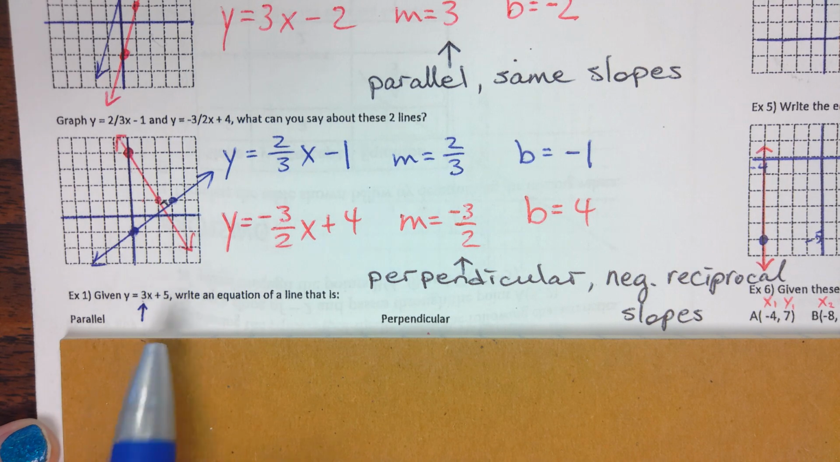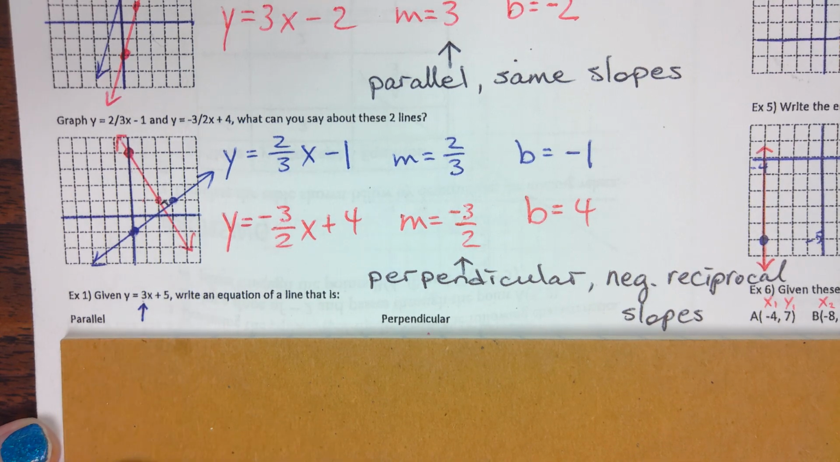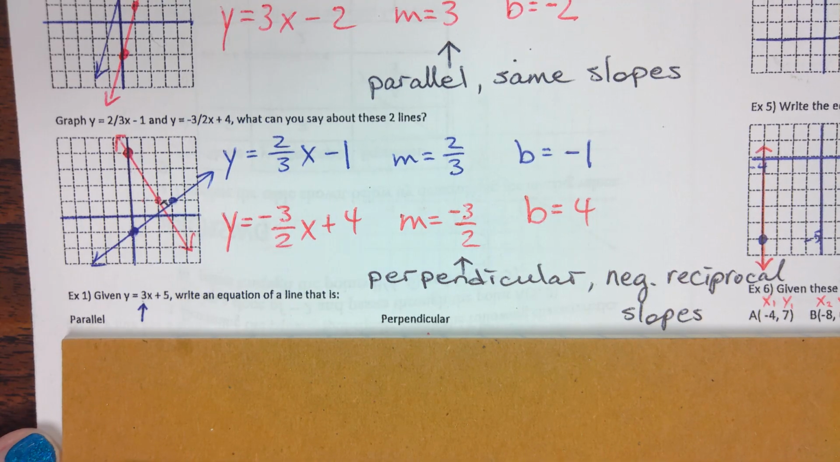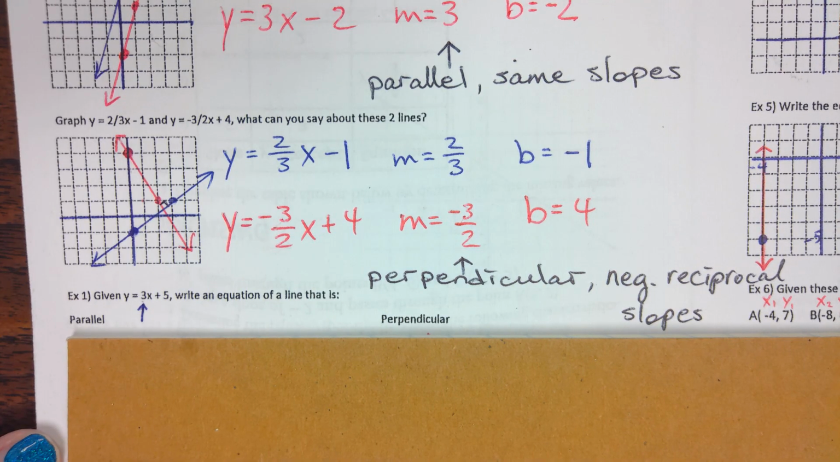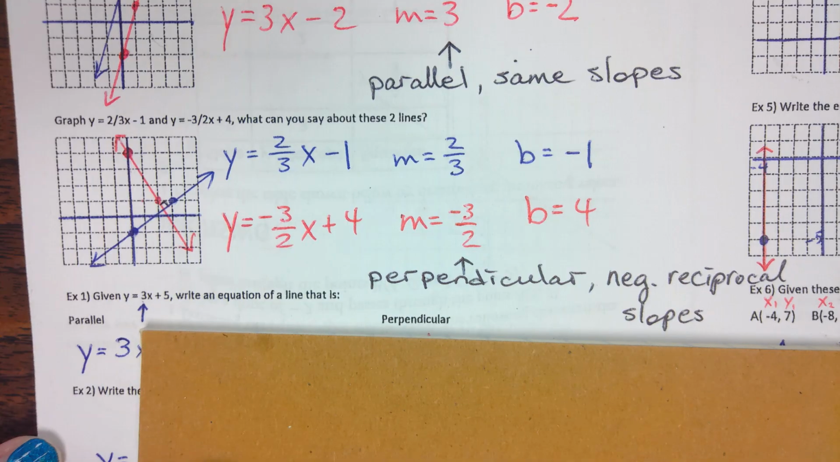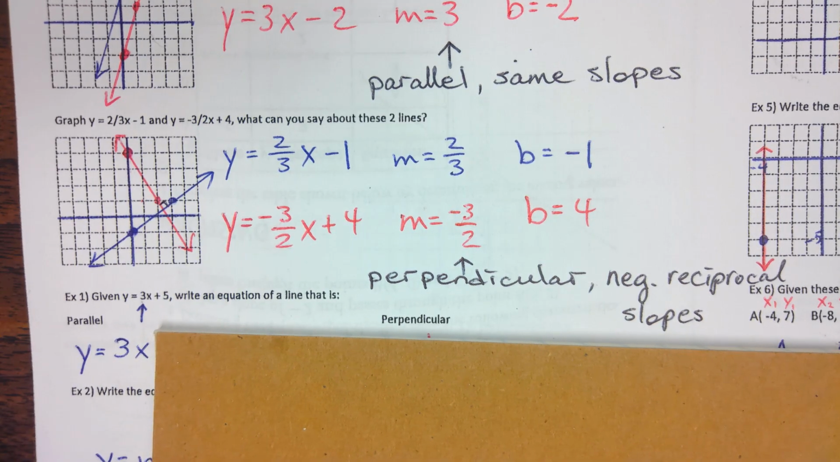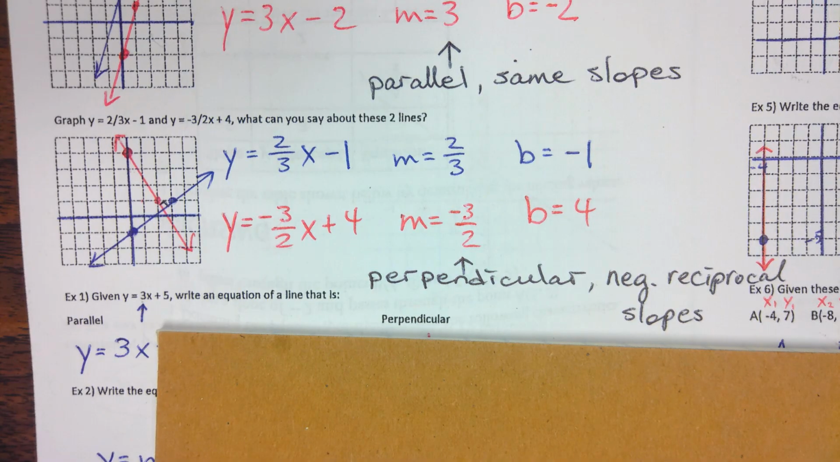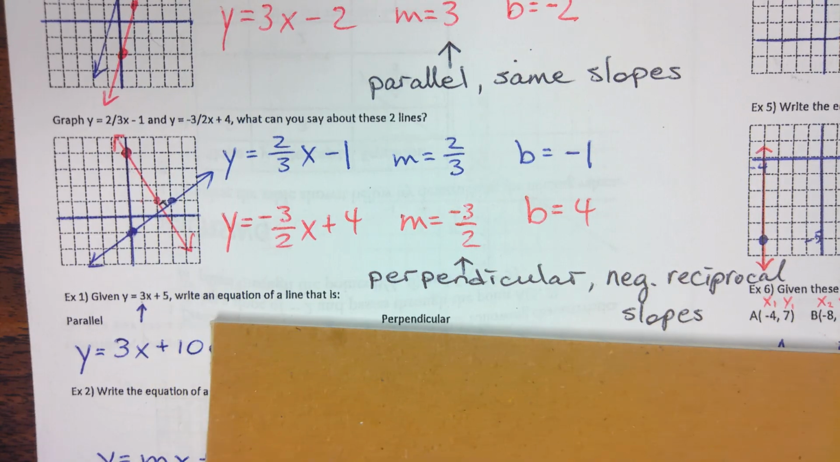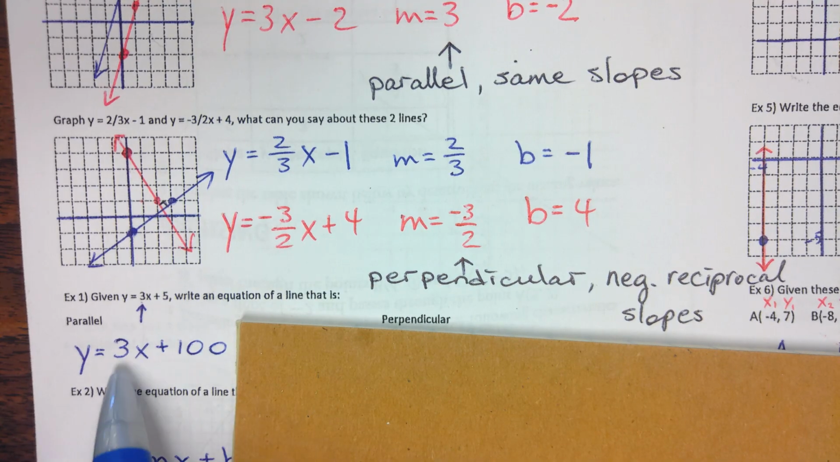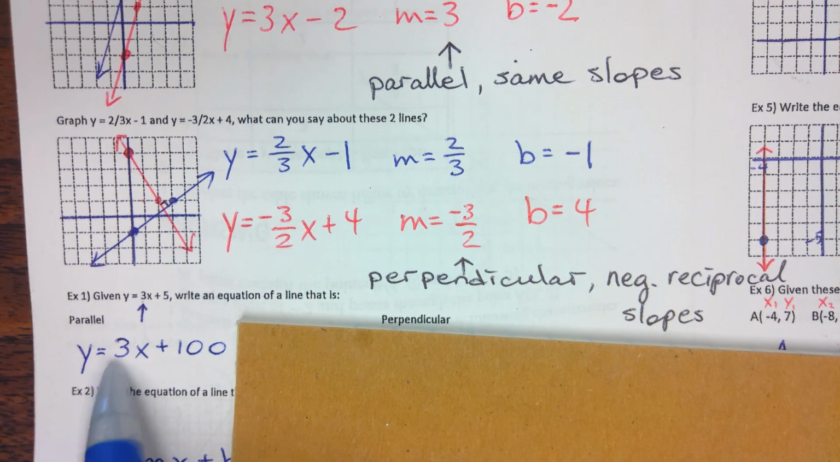Ethan, this equation right here, what's my slope? 3. And I want a parallel line to it, so I need the same slope. So give me one random equation. Y equals 3x plus 2. Another one. Y equals 3x plus 1. Another one. Y equals 3x. Or you can even have y equals 3x plus 100. So the key is you have to have the same slope.